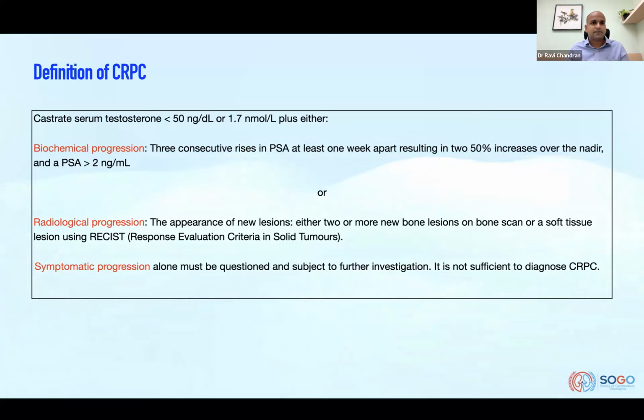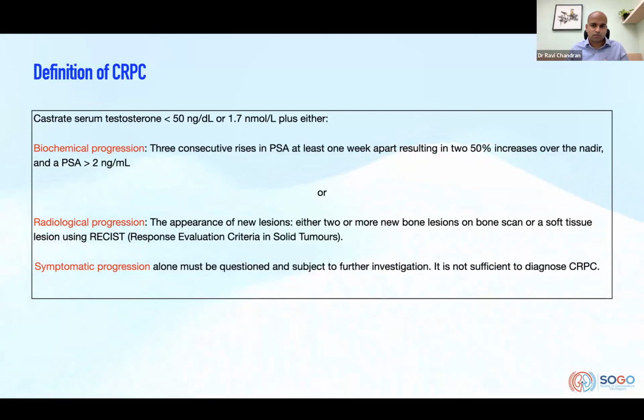To make it simple, first we have to establish that the testosterone level has reached castration state, that is less than 50 nanogram per deciliter. And then we have to look for either a rising PSA or a radiological progression. What defines a rising PSA? PSA has to be more than 2 nanogram per ml with 3 consecutive rises at least 1 week apart, resulting in a 50% increase.